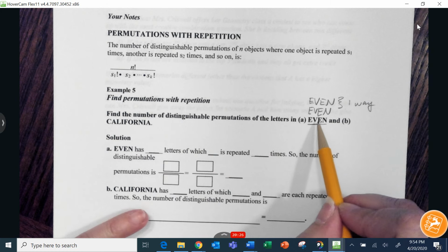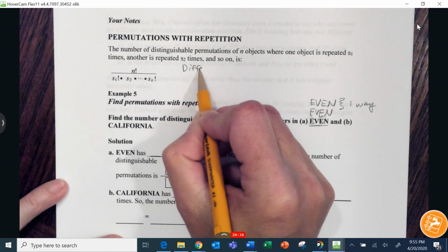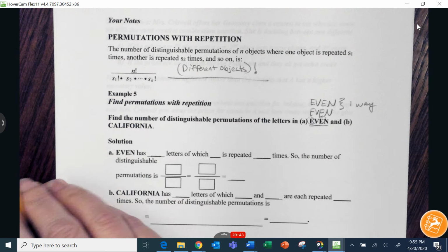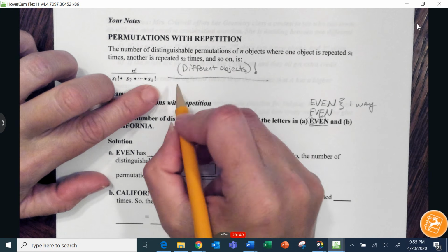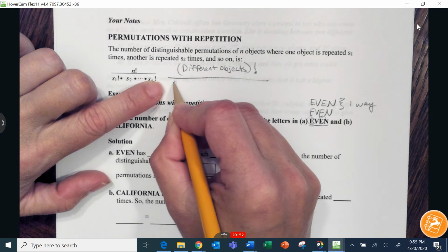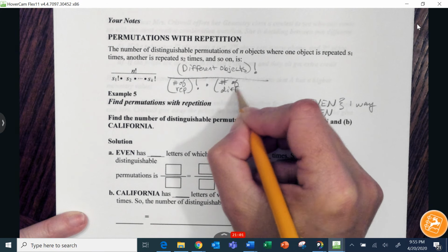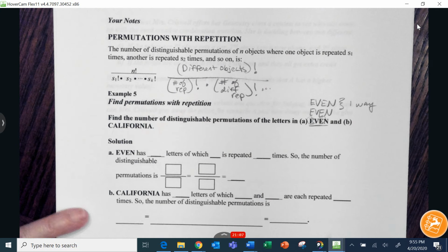So when we have a situation where you're trying to find how many different things occur, but we've got repeats in there, what you have to do is put the number of different objects on top, and we're going to do that with a factorial, and then every single time something repeats, you're going to use a different factorial. So you would do number of repetitions factorial multiplied by, if we have something else that repeats, number of different repetitions factorial, and so on. That's what this is all saying right here. So let's see an example.